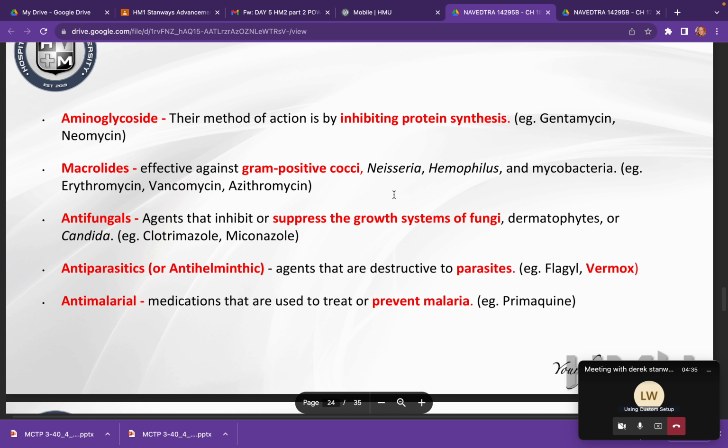That goes out of my pharmacy like candy, so 9 times out of 10, that's the answer to your question when you have it listed as a gram-positive cocci. They will throw gram-positive and gram-negative on the test for medications, so just know that macrolides is the only one for gram-positive cocci. Then we have antifungals.